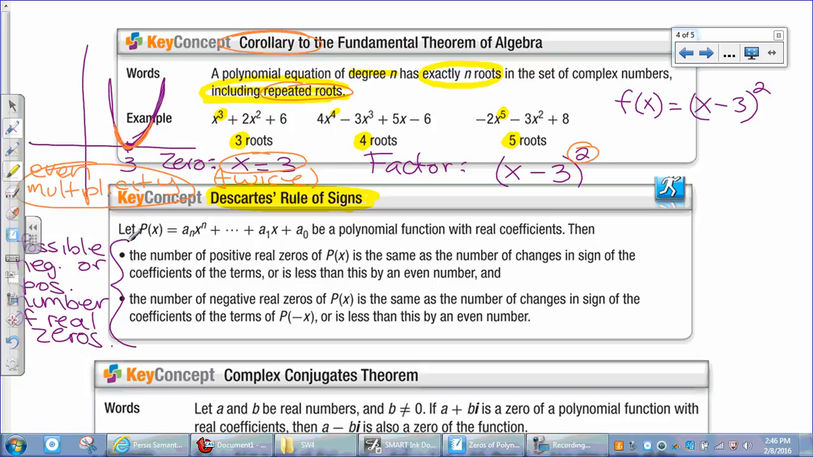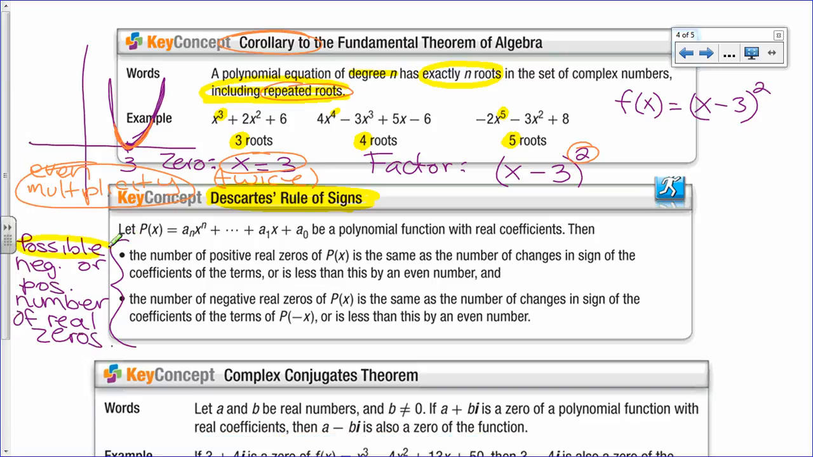But I want to make emphasis on this. Possible and number of. It's not going to tell you how many zeros you're going to have, and it's not going to tell you what the zeros are. It could just tell you how many positives. It could be like, oh, well, you could have 4 positives, or 2, or no positives. You could have 1 negative, or 3 negatives, or 5 negatives. Okay? Now let me show you how we will use it.